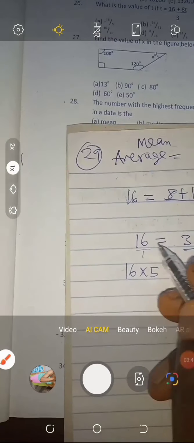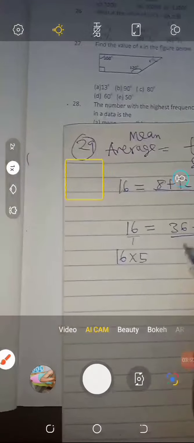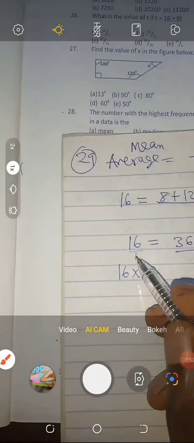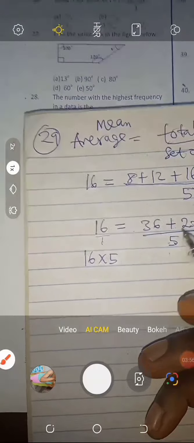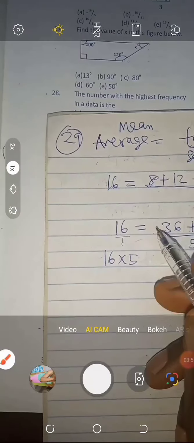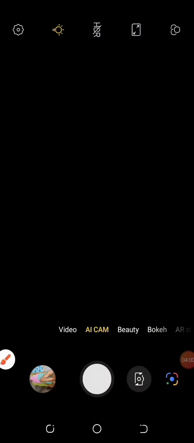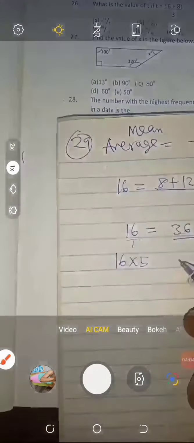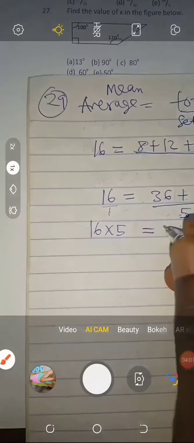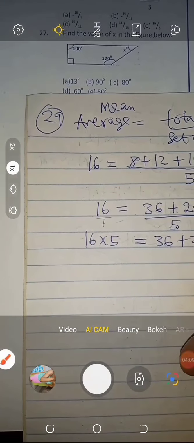We are cross multiplying this time this time this. So 16 times 5. So the whole of this 1 times 36 plus 2x. Now 36 plus 2x is a bracket, so you use that bracket to multiply this one, so we have that this will be equals to 36 plus 2x.